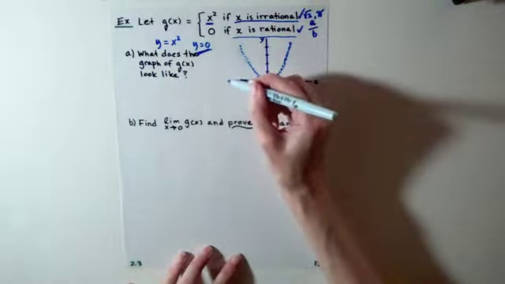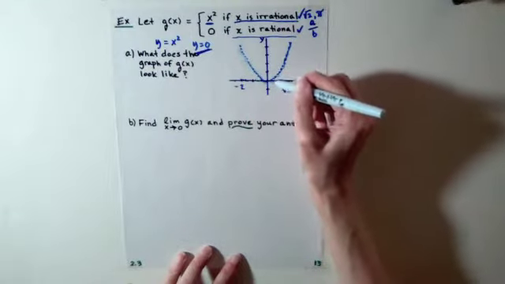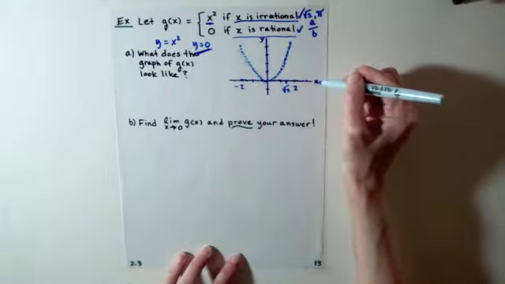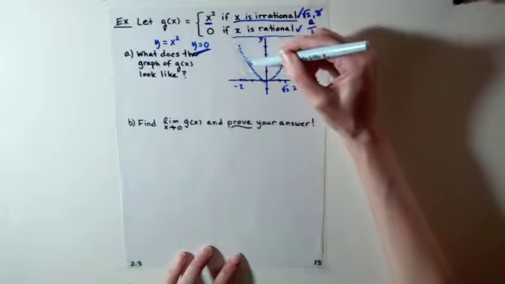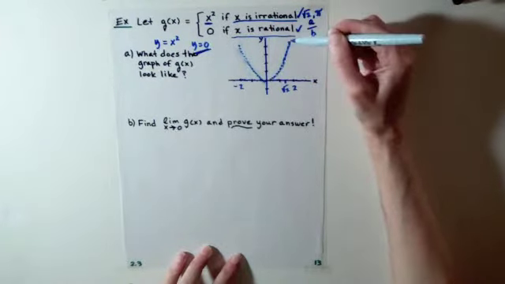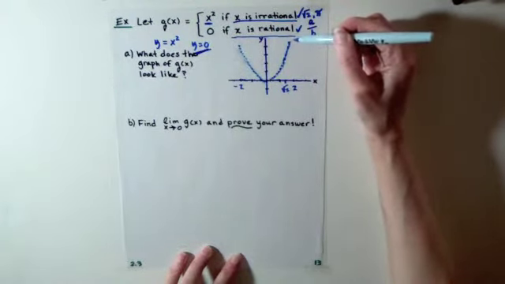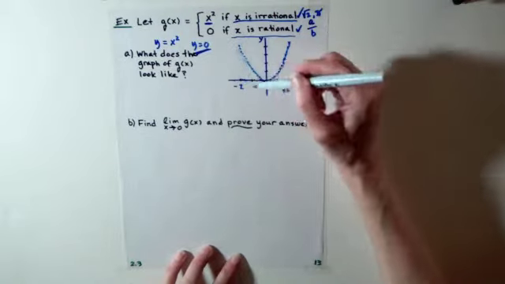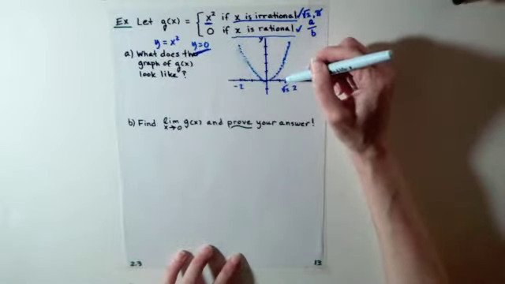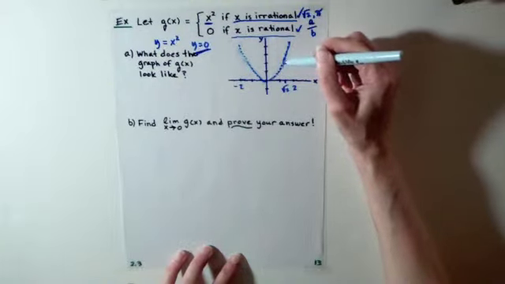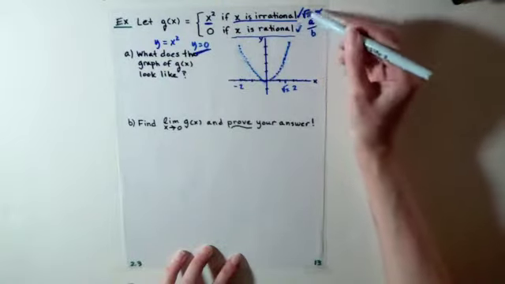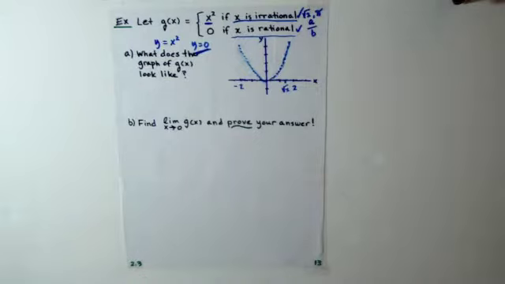So we pick out an infinite number of points along the line y equals 0 and an infinite number of points along the parabola y equals x squared, and we choose a point on this line y equals 0 whenever the x value is rational. However, we choose a point along the parabola whenever the x value we're plugging in is something that is irrational. A very weird looking function.